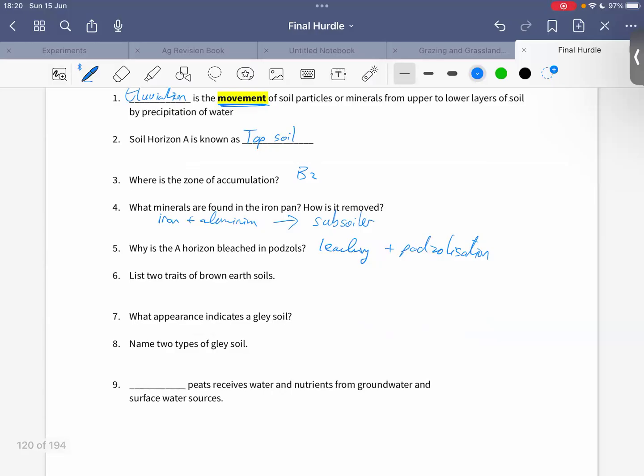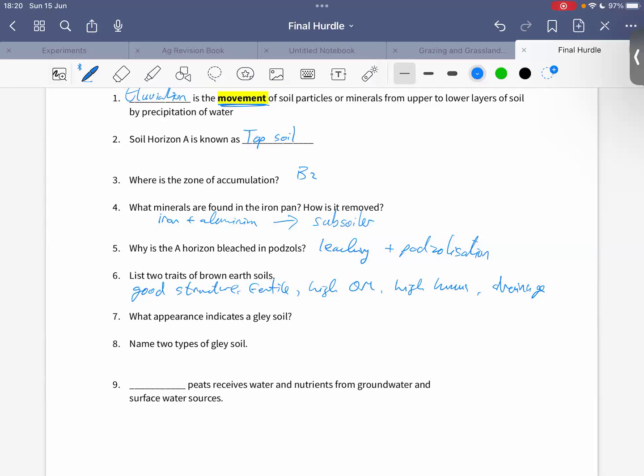List 2 traits of brown earth soils. Good soil structure. Absolutely anything you can think of to do with soils, just say good. Good structure. Fertile. High levels of organic matter. High levels of humus. Good drainage. Lovely. What appearance indicates a gley soil?